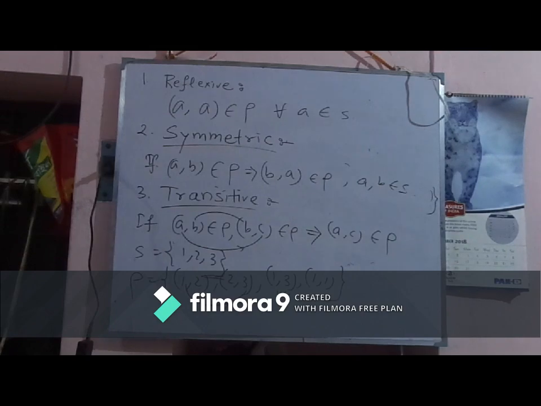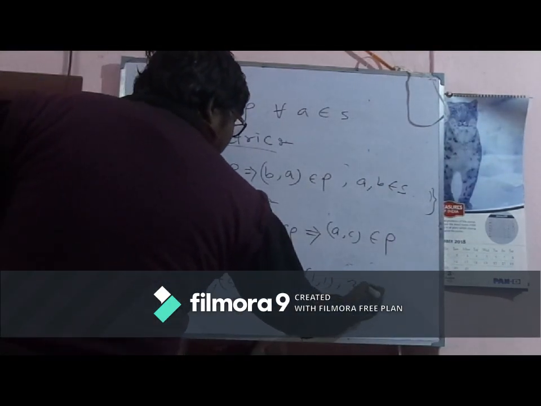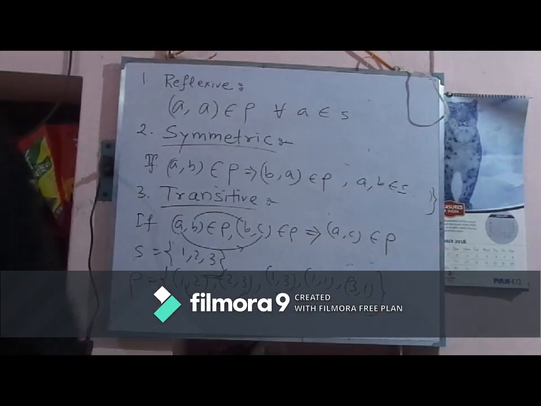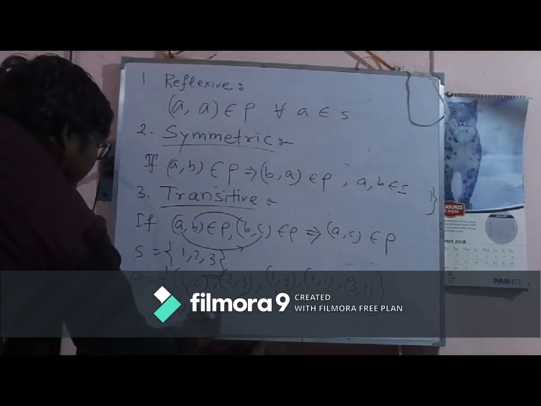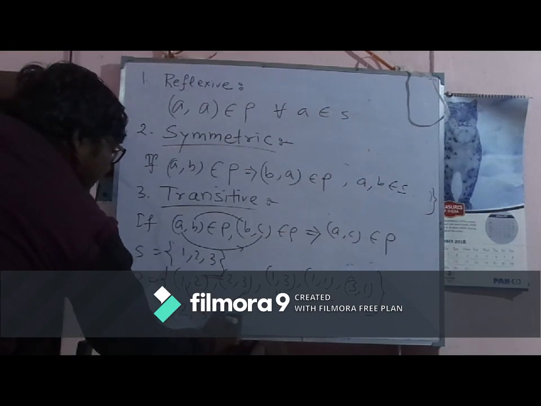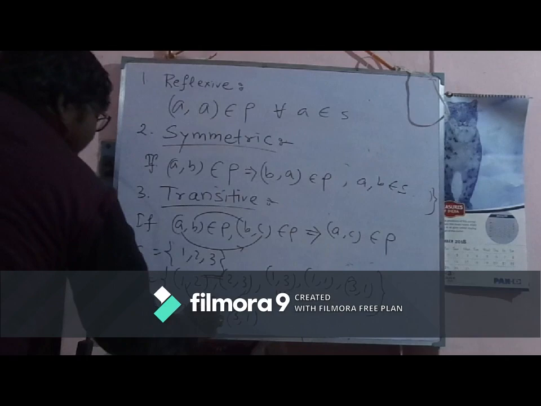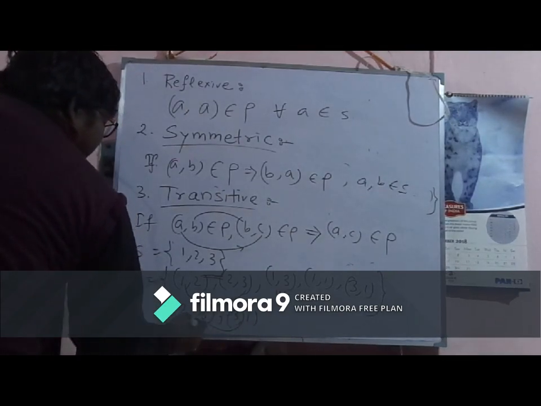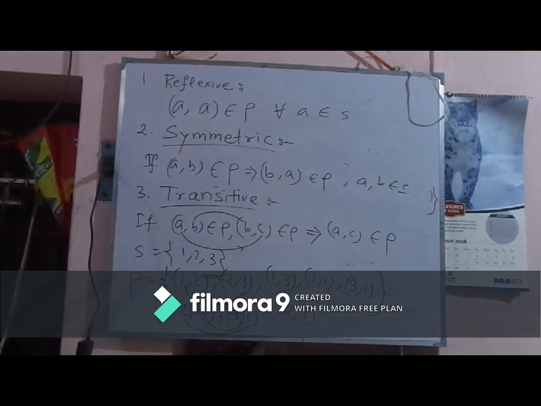But if we write here another element (3,1), then this is not transitive because here (2,3) and (3,1) belong to rho. Second and first cancel, and first and third, that is (2,1). Here (2,1) does not belong to rho. Therefore, this is not a transitive relation.